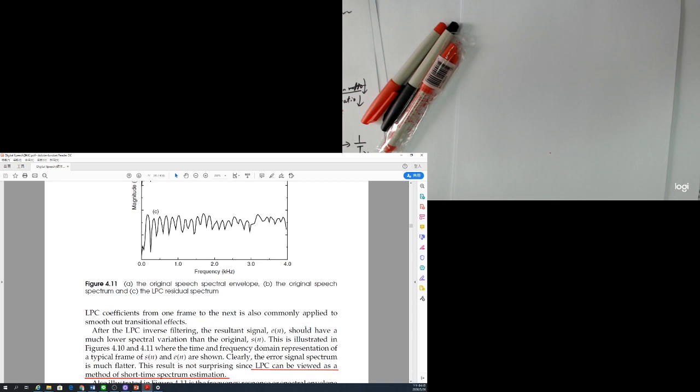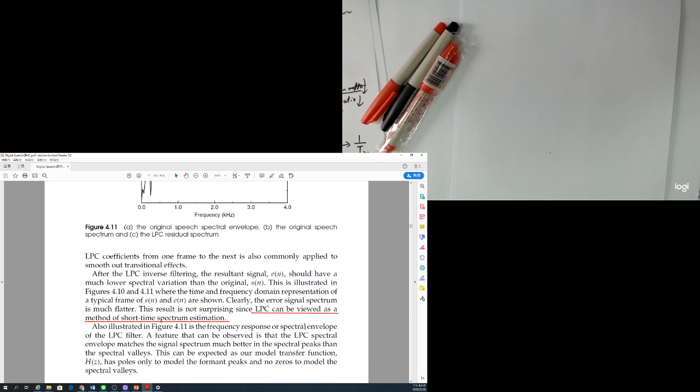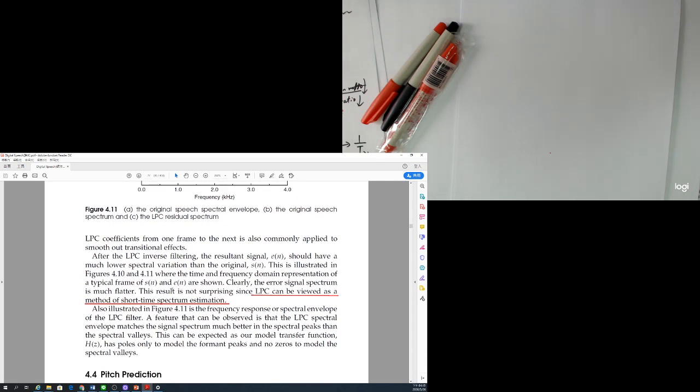So later on we have LPC, and we consider that maybe it is the pitch processing. After the LPC inverse filter, the resulting signal could have a much lower spectrum variation than the original signal. So you can see here.